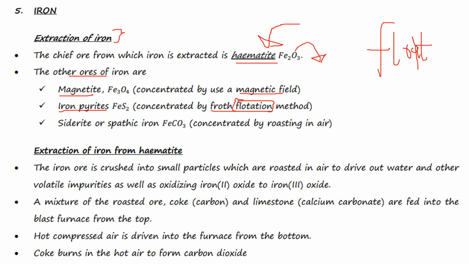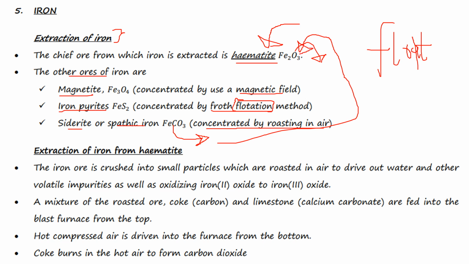Now the other ore is going to be siderite, which is also known as spathic iron. Now spathic iron is the same as iron 2 carbonate, and it's concentrated simply by roasting it in air. Remember that when you roast iron 2 carbonate in air, you are most likely to get iron 3 oxide. You would have got iron 2 oxide, but iron 2 oxide easily oxidizes in excess oxygen to give us iron 3 oxide. And then the other procedure is going to follow the procedure that you are going to see when you're extracting iron using hematite.